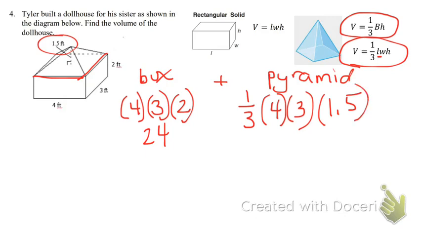Okay, put that into your calculator. This is 4 times 3, which is 12, times 1.5 and divide by 3. 12 times 1.5 divide by 3, and I get 6. So add those two together and you get a nice even 30 cubic feet. Hit pause if you would like to do number 4 now.